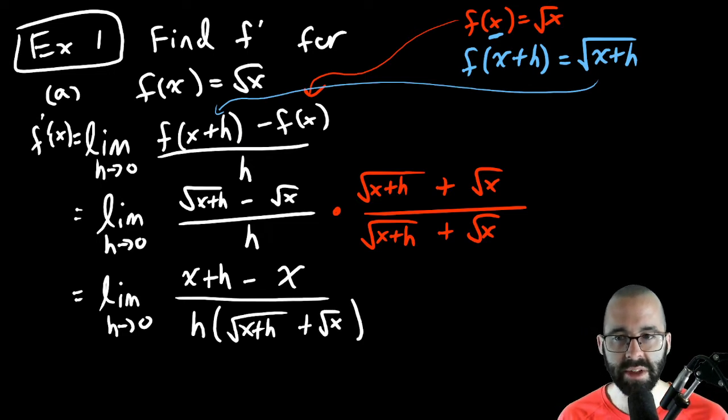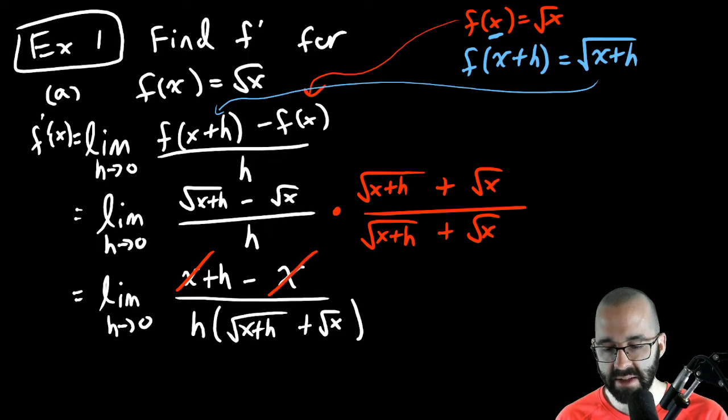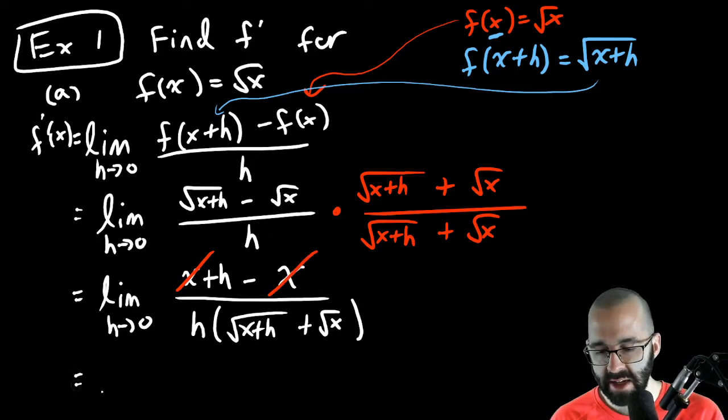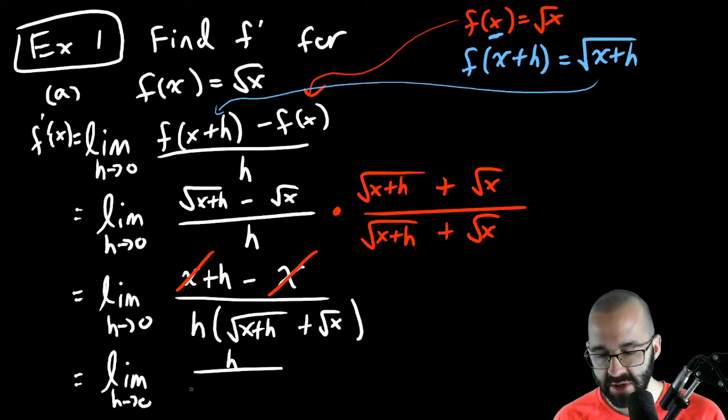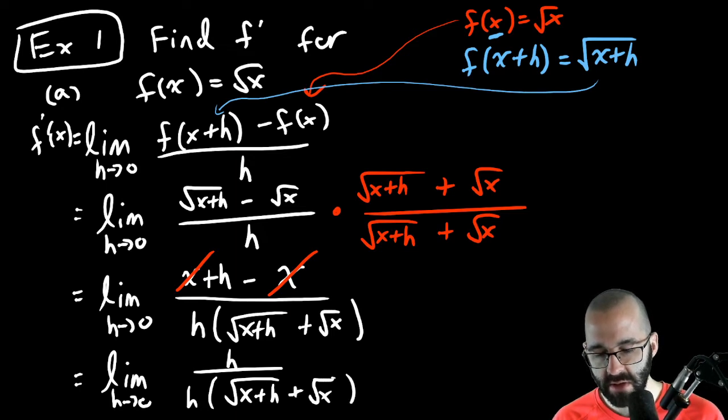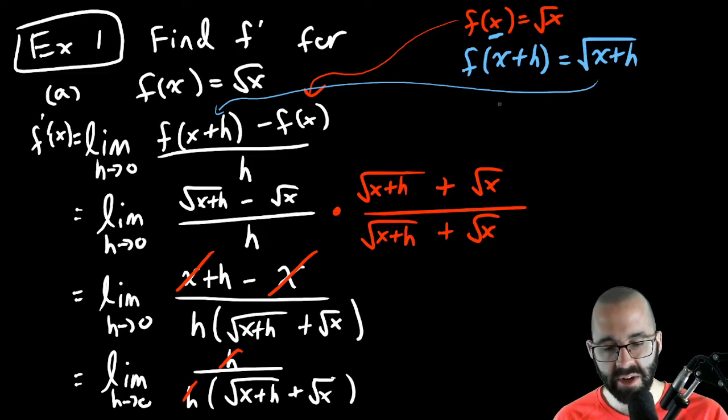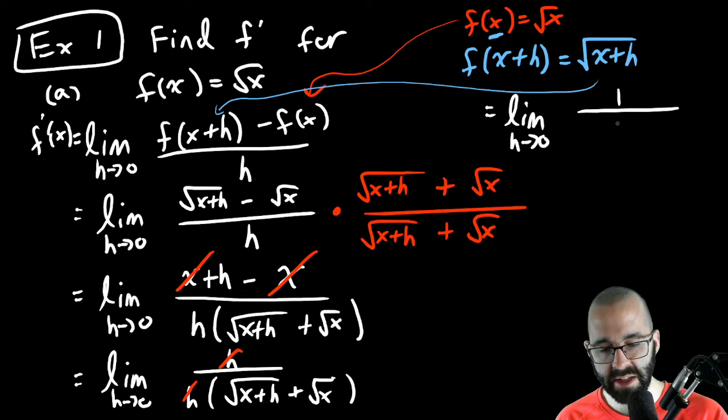Again, algebra is really the big thing for all of calculus. Plus x minus x cancels out. We get the limit as h goes to 0 of just h divided by h times this square root. And now again, it's factored. You can cancel fractions as long as they have a common factor. And we get something really nice. Well, kind of nice.